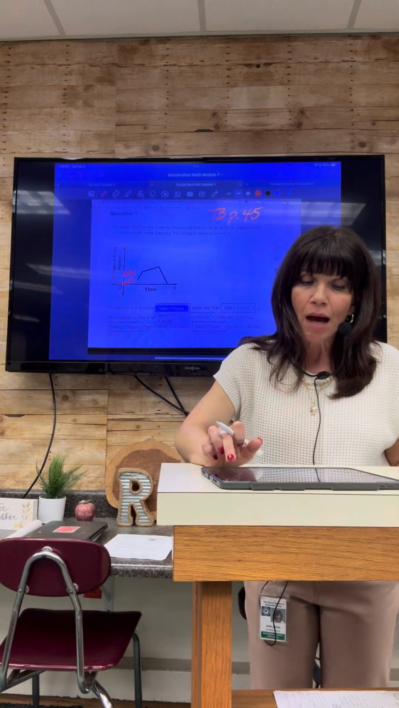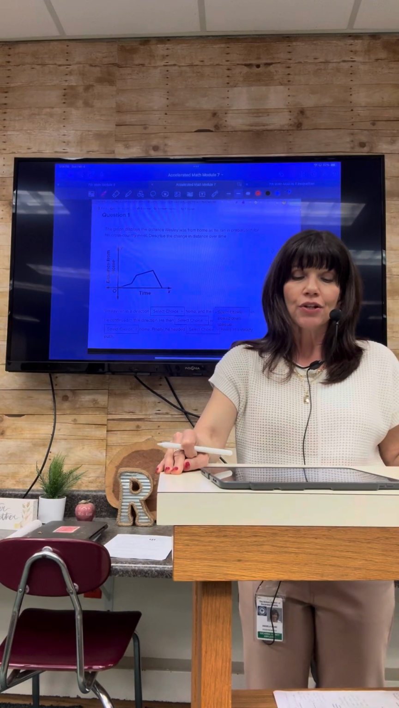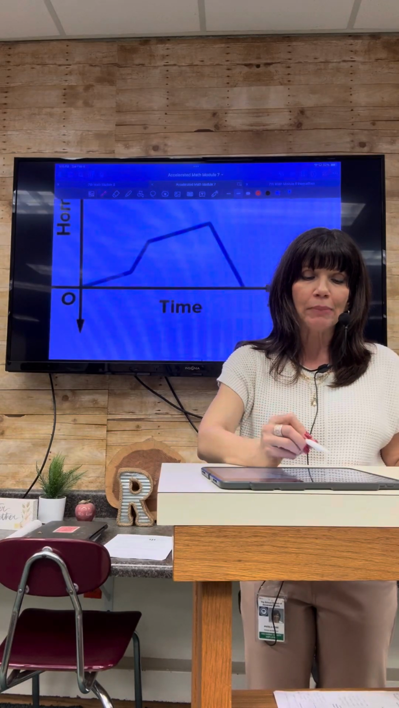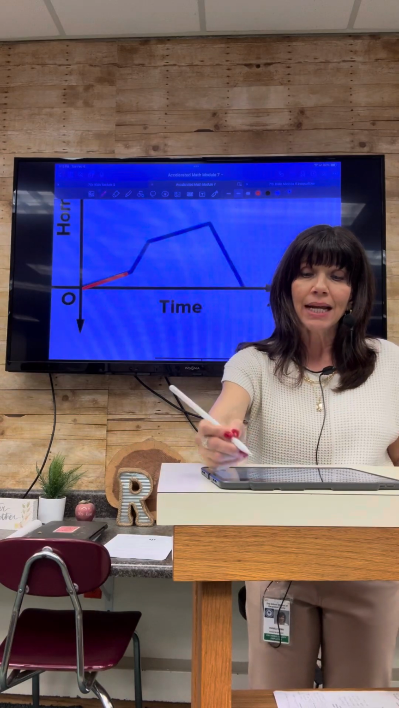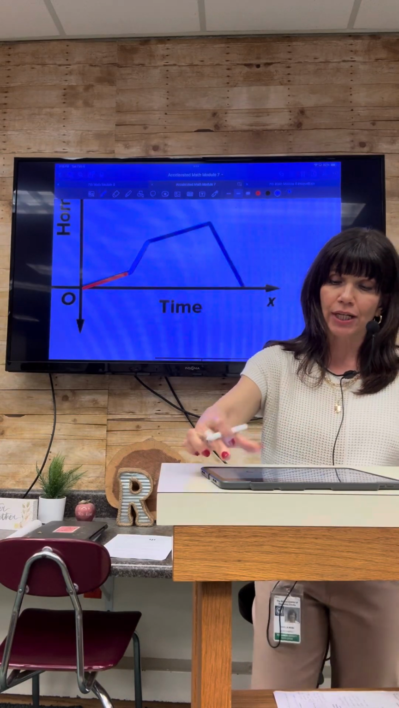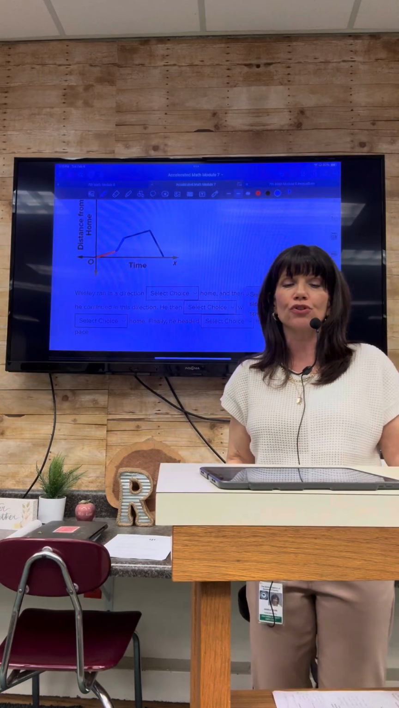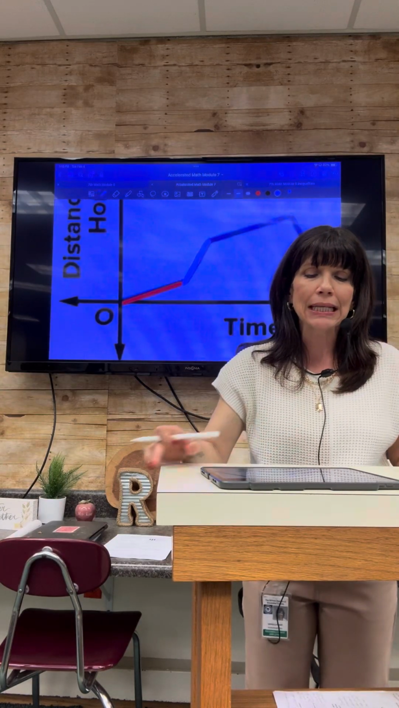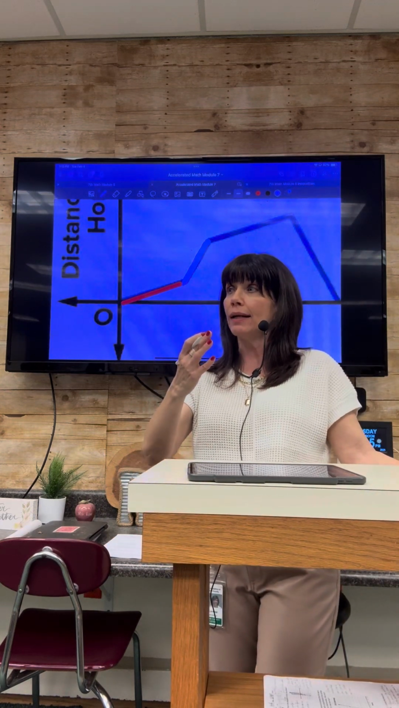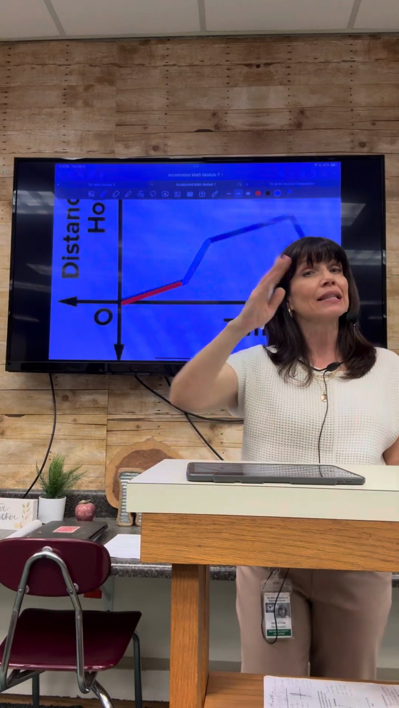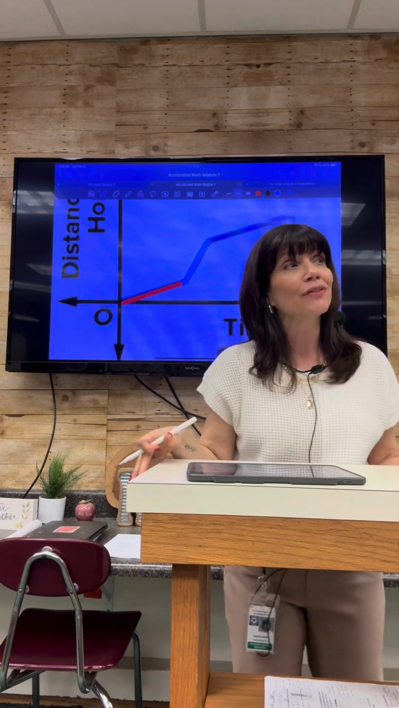And then blank as he continued in this direction. So guys, we already talked about he was going away from home in my red section. Now in my blue section, they are asking, and then blank as he continued in this direction. Now compare the red line with the blue line. The line that is steeper means he's traveling what? Faster. The line that is less steep means he's traveling what? Slower.